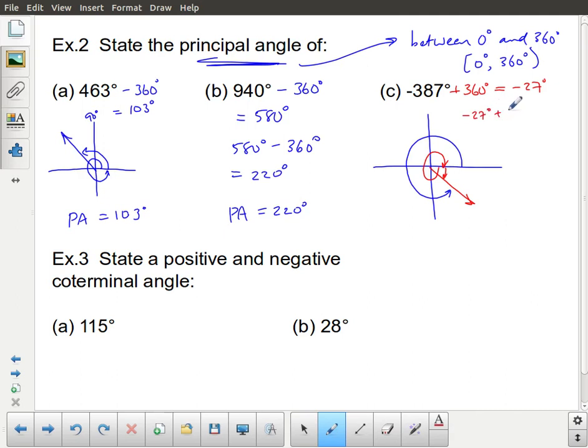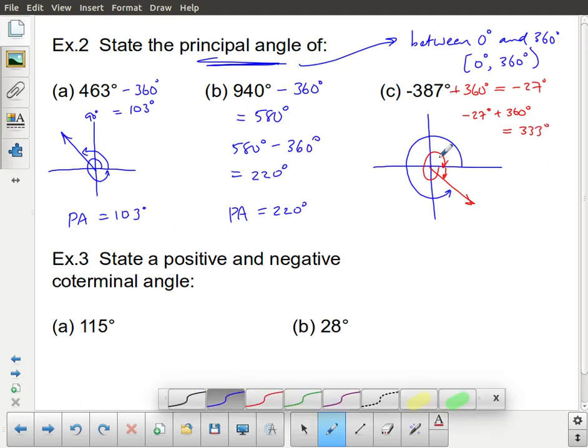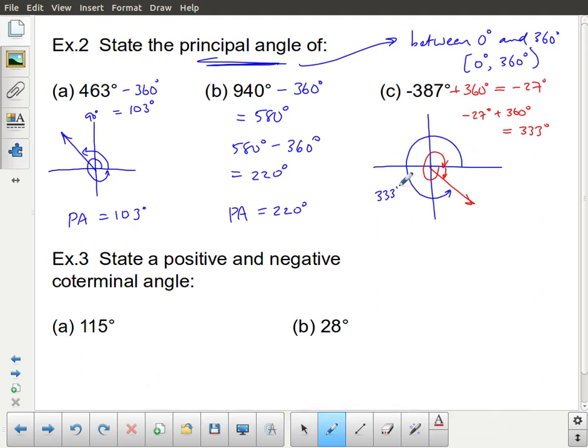and the easiest way to do this is to actually add another 360 degrees, because we're trying to get a principal angle between 0 and 360. But negative 27 plus 360, that's the same as 360 minus 27, which gives me an answer of 333 degrees. So that's what we have. This blue one would be 333 degrees. And so we would state that as our answer. Our principal angle is 333 degrees.